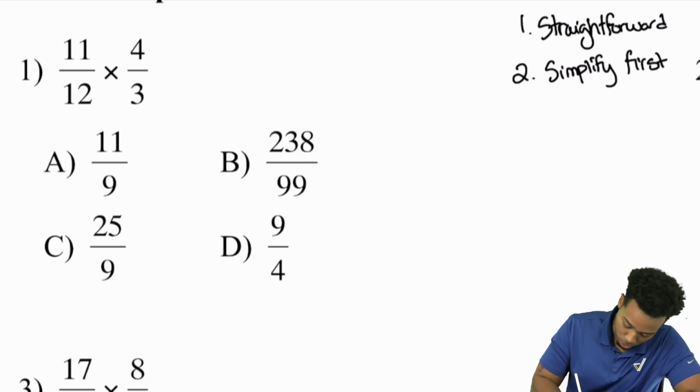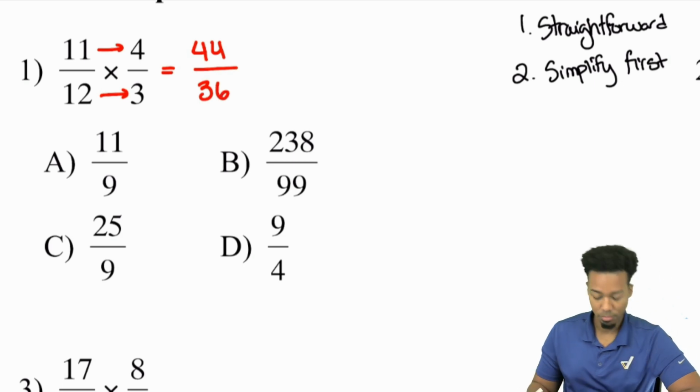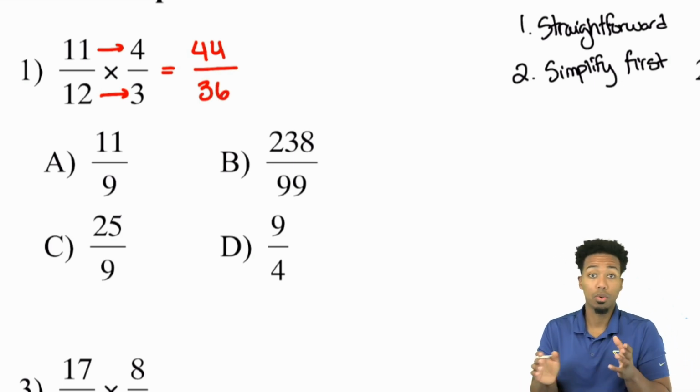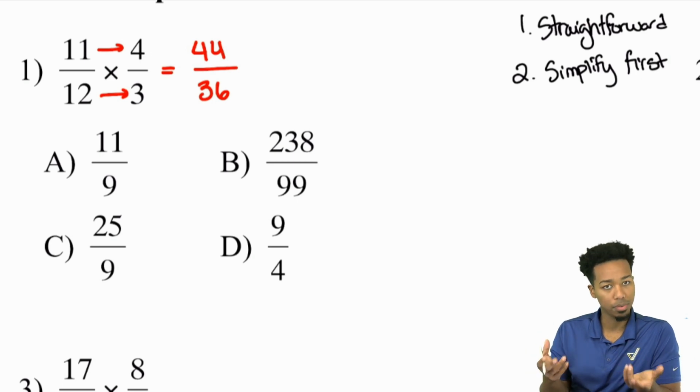So here we multiply the numerators. 11 times 4 is 44. And then over here we have 12 times 3, and that's going to be 36. Boom. So step one is just going to be, again, multiply straight across. And then step two is going to be to simplify.